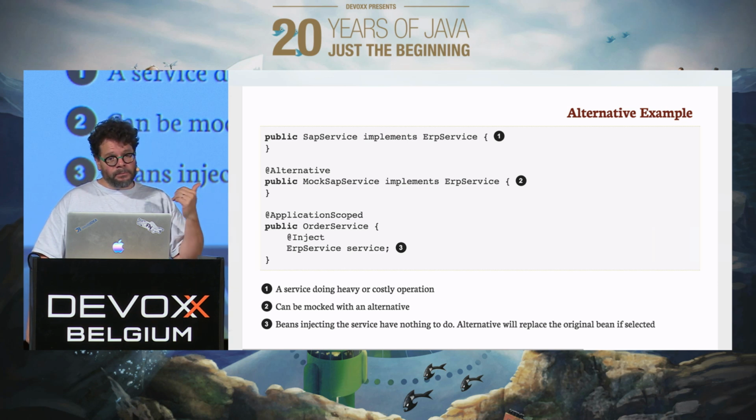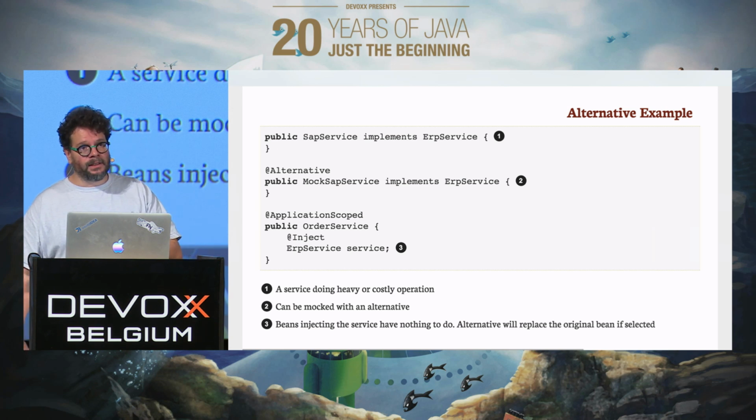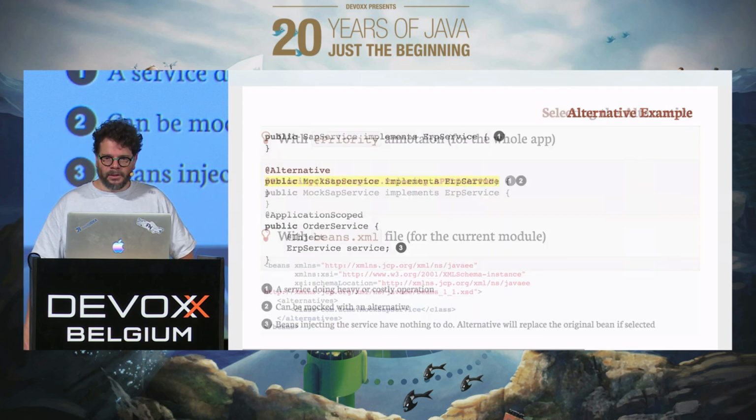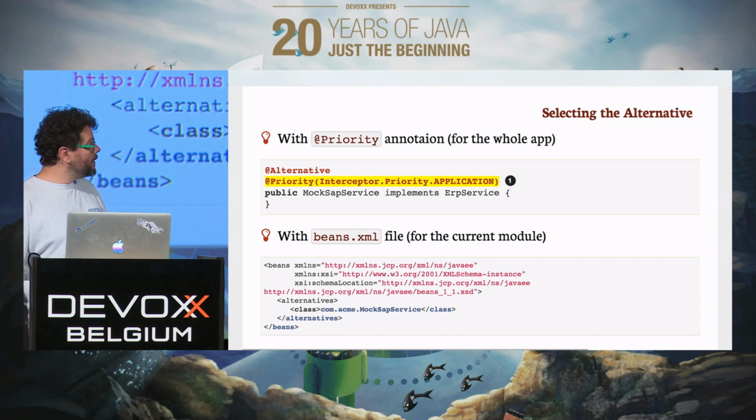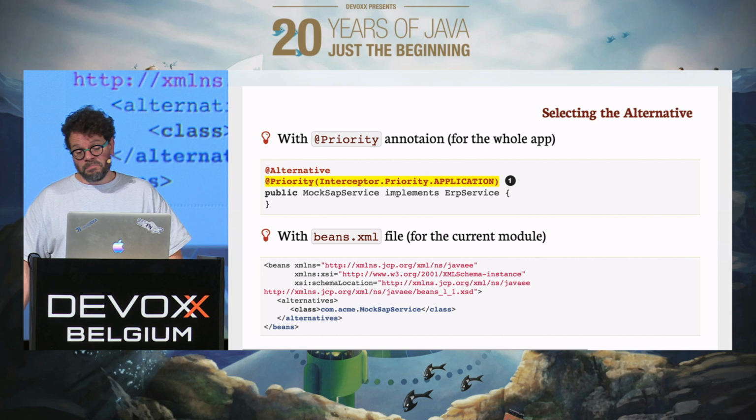Somewhere in the application, I'm injecting the ERP service, and I want to have the right one. If I didn't select the alternative, I want the SAP service implementation, and if I have selected the alternative, I want the mock SAP service implementation injected. Sorry. As I said, we can do that with the @Priority annotation. But you have to change the code to do that, so perhaps it's not the best for all use cases.